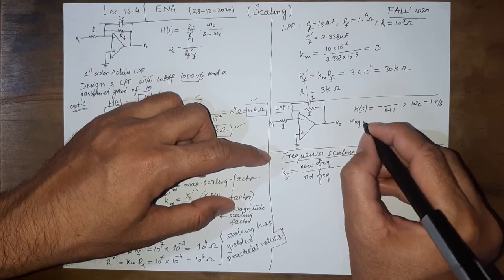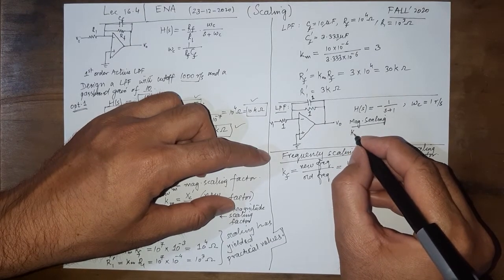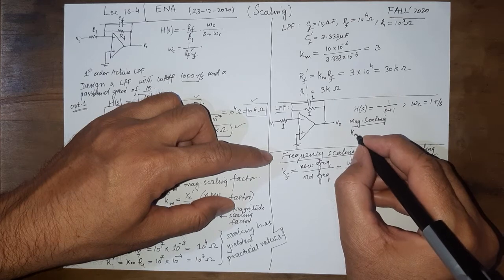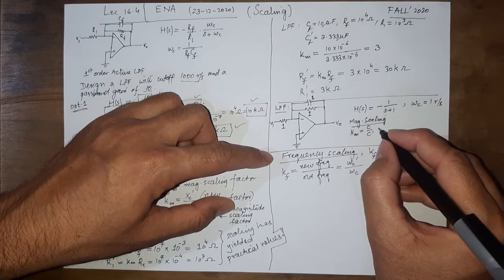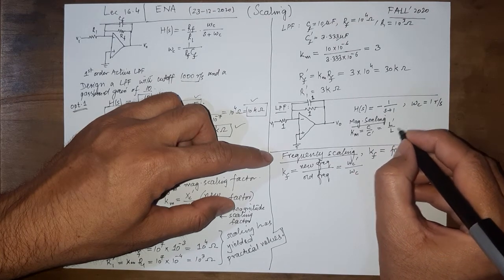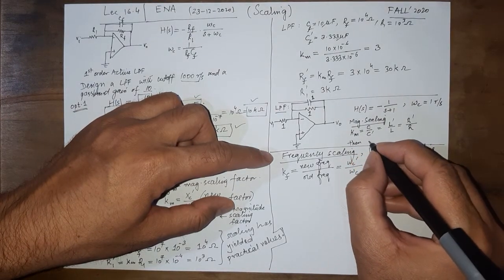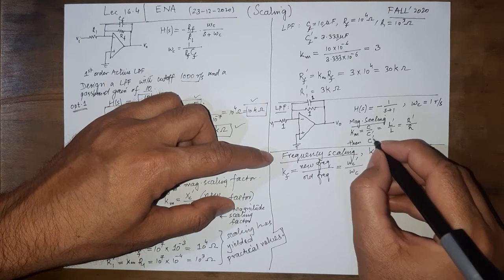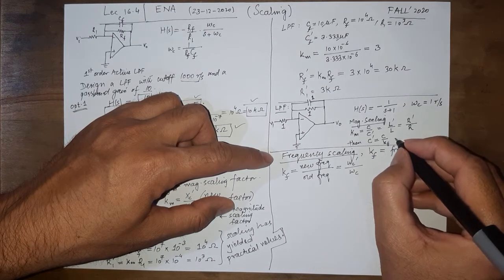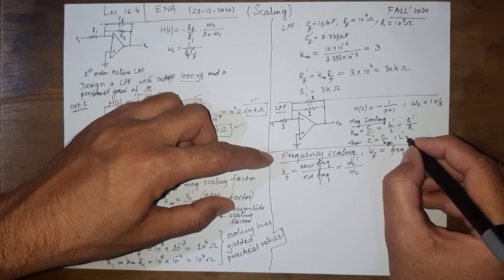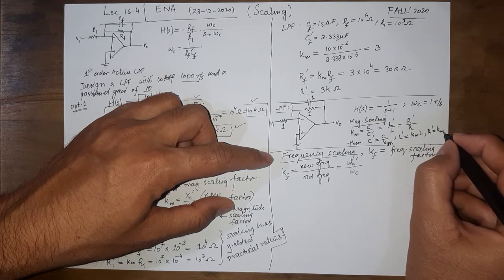So in magnitude scaling, if km is equal to C over C dash, or this is equal to L dash over L, and this is equal to R dash over R, then what is to remember is C dash, the new C is equal to the old C over km, the new L is equal to km into L, and the new R is equal to km into R.